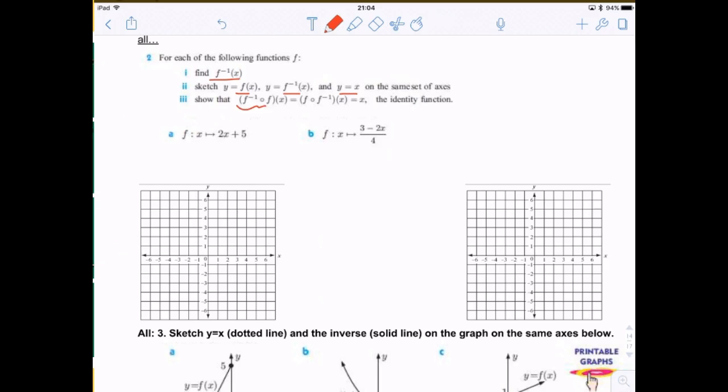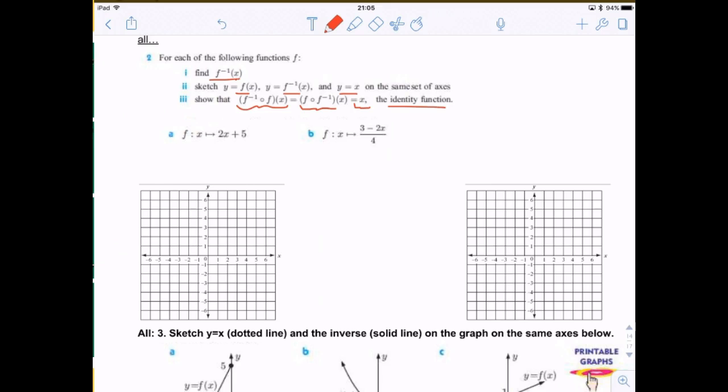Then show that the inverse function following the original function is equal to the original function following the inverse function equals x. In other words, the identity function. So show that both of these functions following their inverses or vice versa are going to go back to the original input, which is x. Okay? And maybe you don't know what that means, but let me just go through this problem and then you'll understand. Okay, so first thing is we want to find the inverse function.